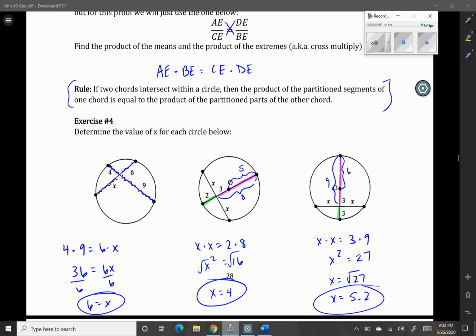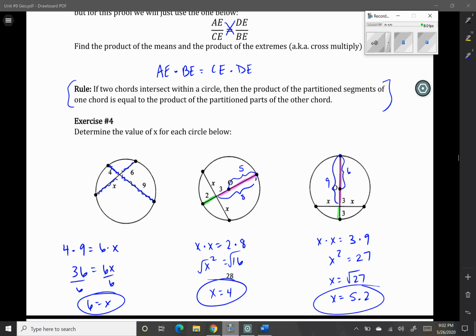So I did x times x because this horizontal chord has pieces of x and x. The vertical chord has a piece of 3, and then a piece that has a length of 9. How I found that purple length was I saw that it already had a length of 3. The radius of the circle was 6, so this radius is also 6. So in total, the purple segment is 9.